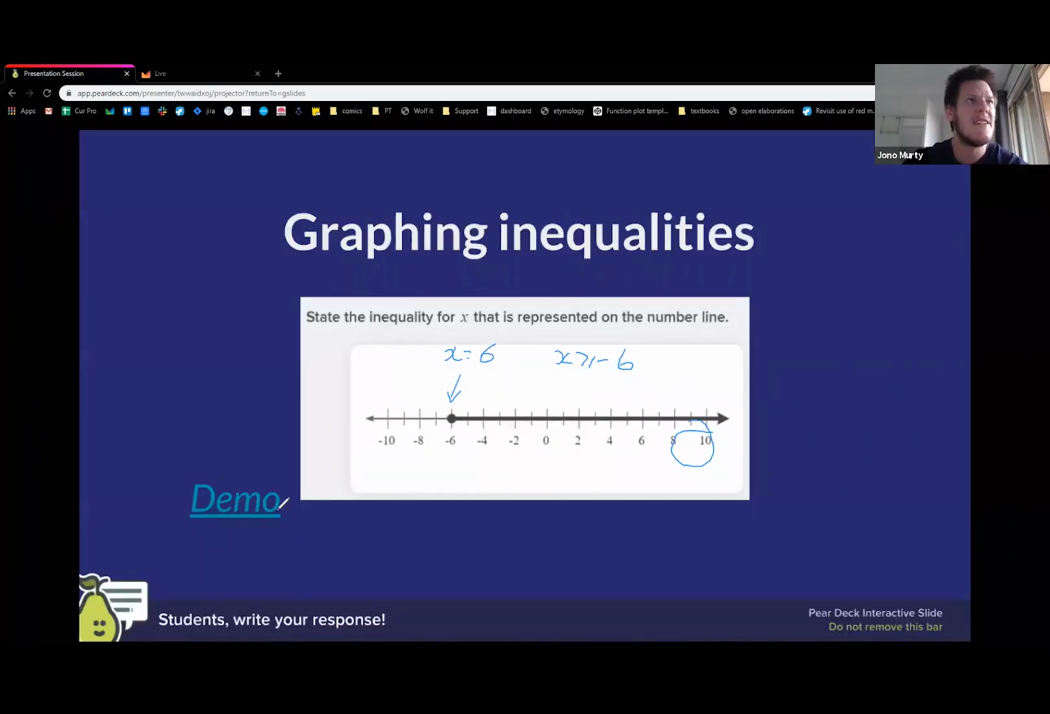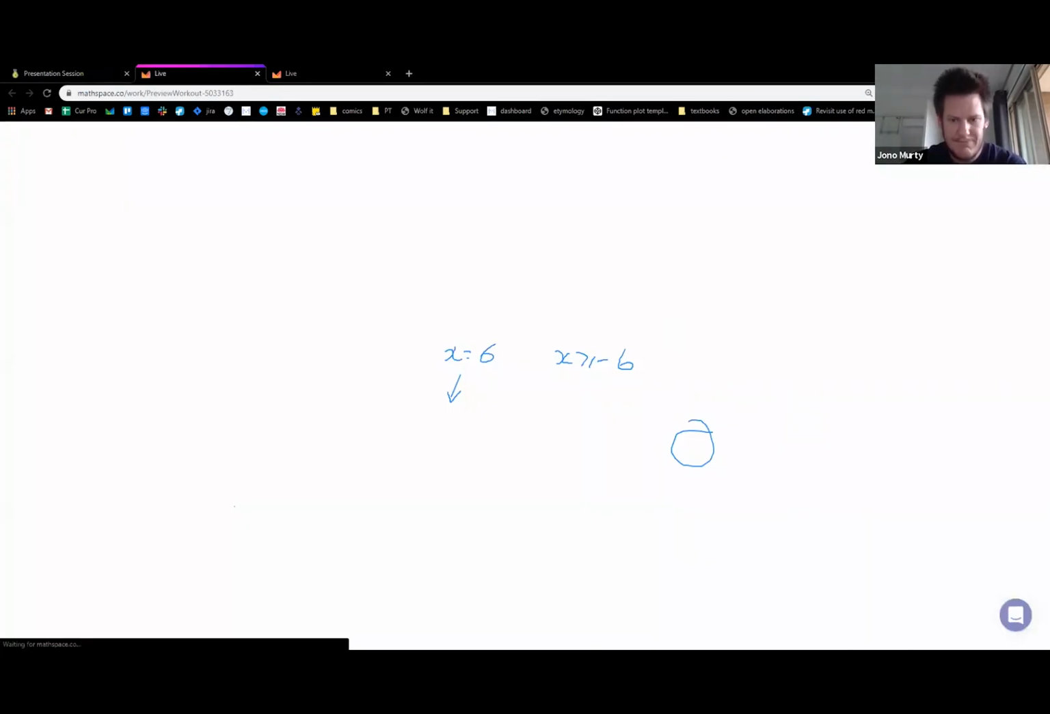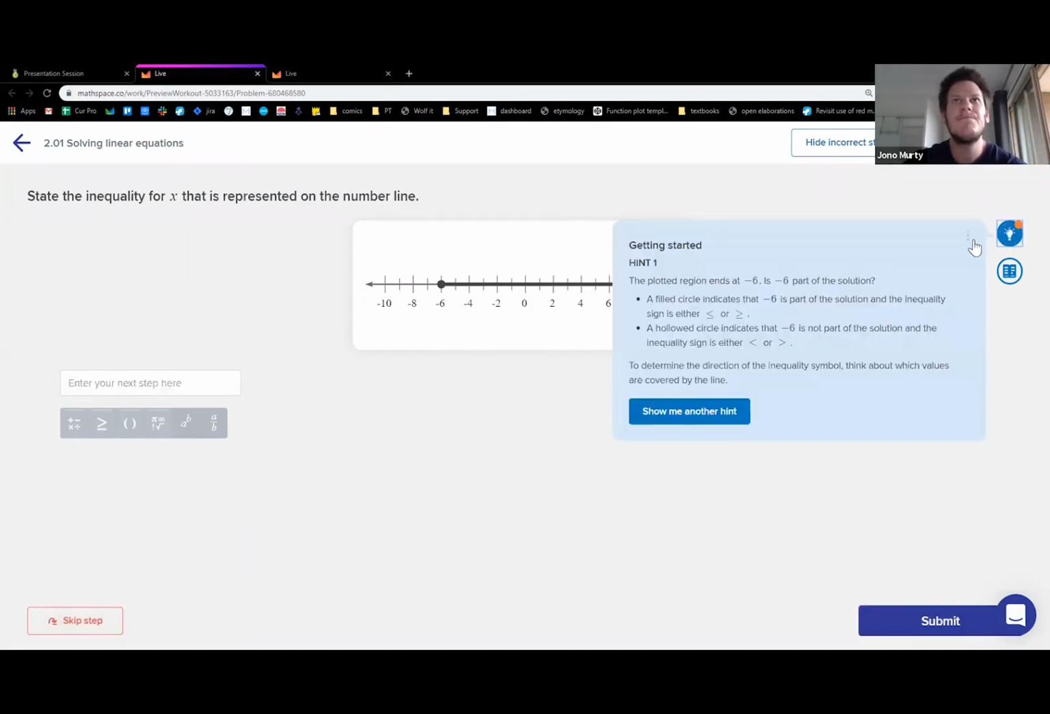Just quickly, let's turn off annotations. Clear. There we go.